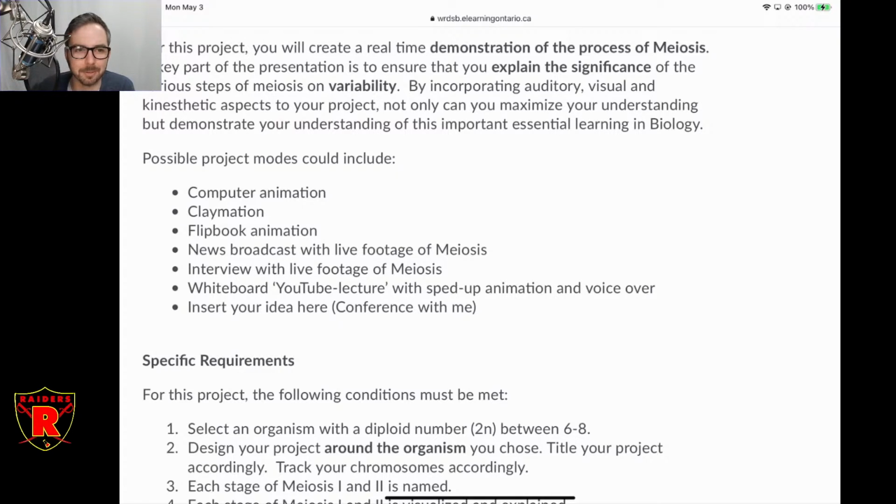So, I mean, this is at your leisure, right? You can choose whatever method you feel fits your skill set the best. One student in the first quad did it as a news broadcast where they were describing a news story about a cell going through meiosis, and then they just had a little screen in the background that showed what was happening and they were explaining it. Oh, that's kind of fun.